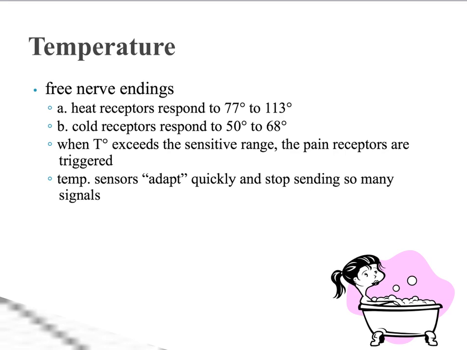So we also have a lot of thermoreceptors for temperature embedded in our skin, and these are free nerve endings, no special tip on them. We have heat receptors, which respond typically between the range of 77 degrees to 113 degrees Fahrenheit. And then our cold receptors, which fire off somewhere between 50 to 68. And then in between that 68 and 77, maybe they'll both fire. You'll get some hot ones firing, some cold ones firing, so there's some overlap there.